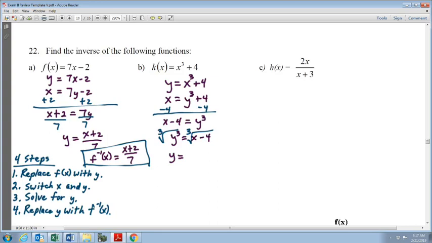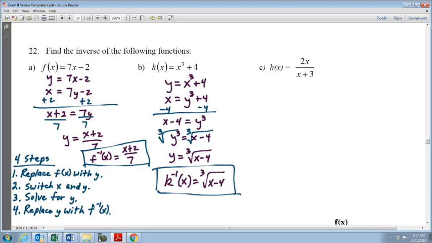On the other side, we have the cube root of x minus 4, and so all we need to do is switch to the inverse notation. Usually we use f, g, and h, but we can use other letters. But we tend to use f, g, and h.